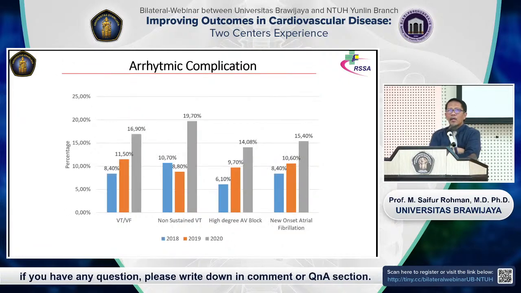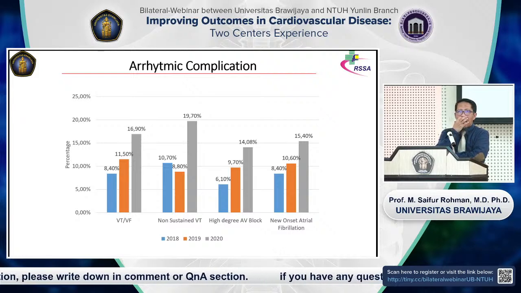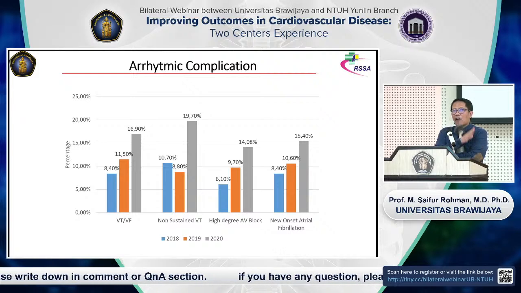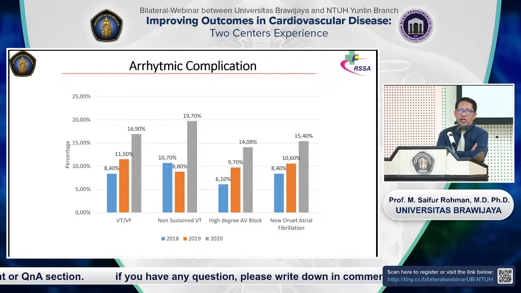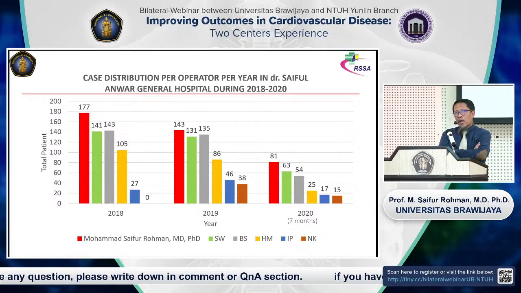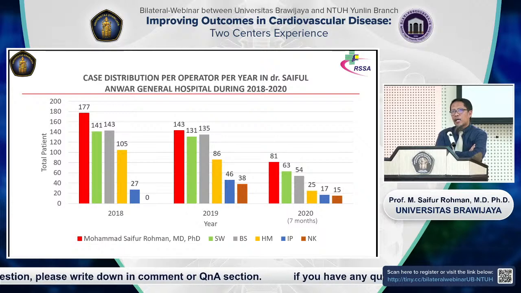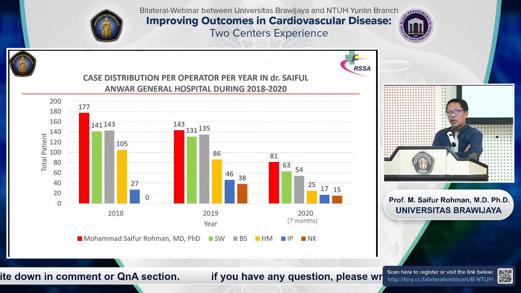The arrhythmic complications, as we can see here: VT may sometimes happen, and roughly 15% have AV blocks and also atrial fibrillation. This is the case distribution. We have almost the same case load, except for the younger cardiologist interventionists.